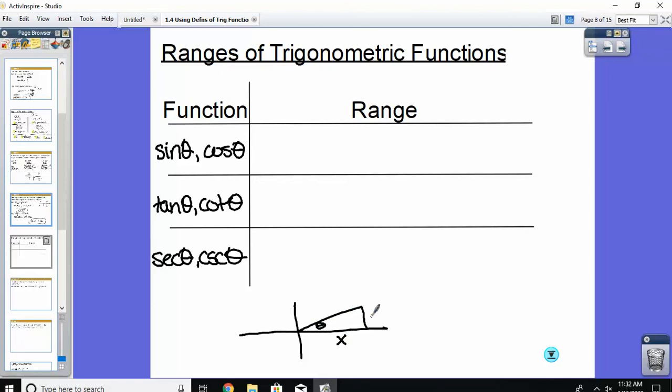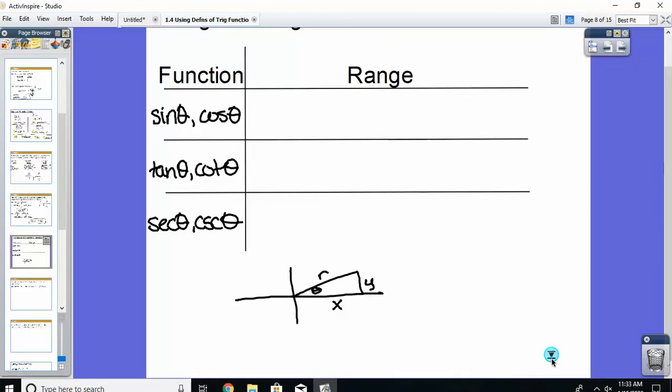This would be our x, our y, and our r. If you are talking about sine, what's the definition of sine? Y over r. If you're looking at a triangle, what's the longest side in this? R. So if I'm doing y divided by r, I'm taking y and dividing by something bigger than it, so I should get a number smaller than 1, right? Same thing is true if you're talking about cosine. X over r. R is still bigger, so you should get something smaller than 1.